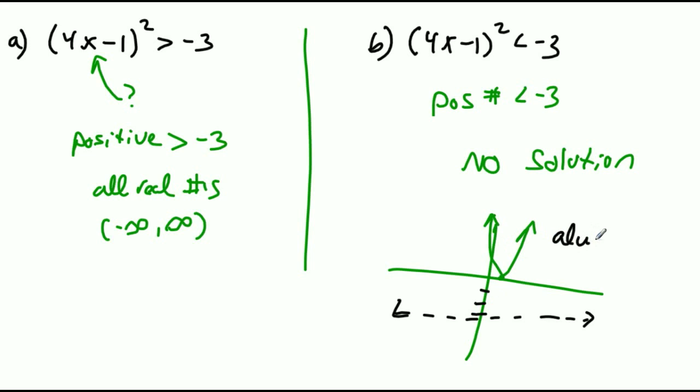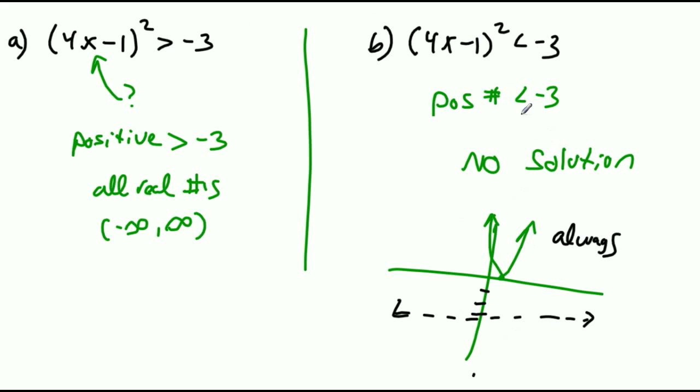Well, always, right? And so that's why this answer was all real numbers. And when is this graph below this line? Well, never, right? And so that's why there's no solution right here. So by looking at the graph, you could just really determine what the graph looks like.